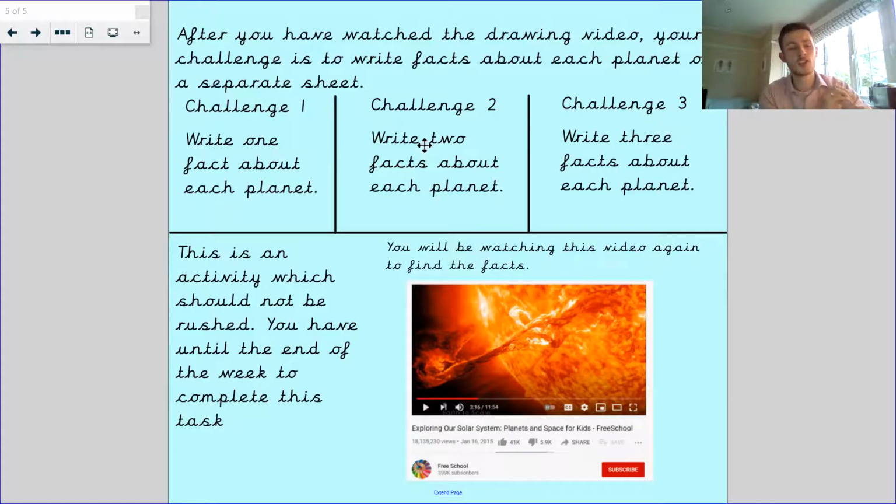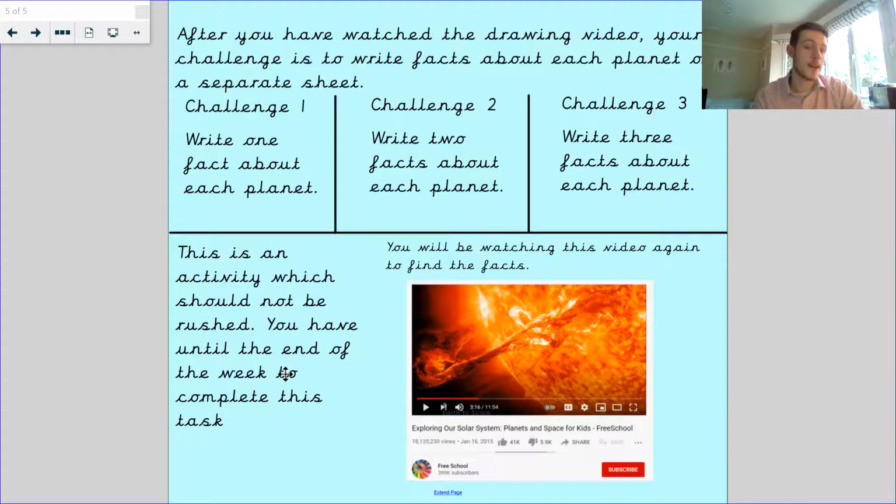it'd be good if you challenge yourself to find different facts. And I want you to find facts about all of the planets in our solar system. You're not writing it on the same drawing sheet. You're doing it on a different sheet. This activity should not be rushed. I'm not expecting anybody to be putting this up in the first day that we set this.